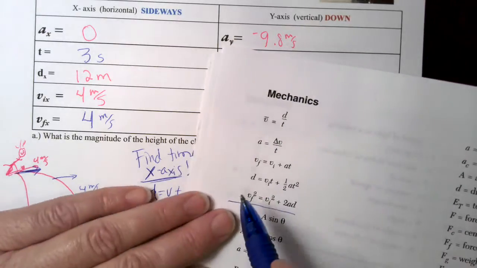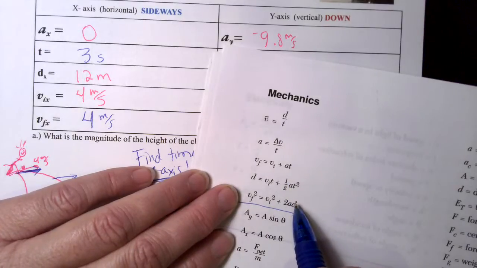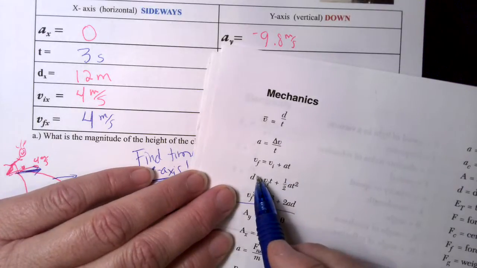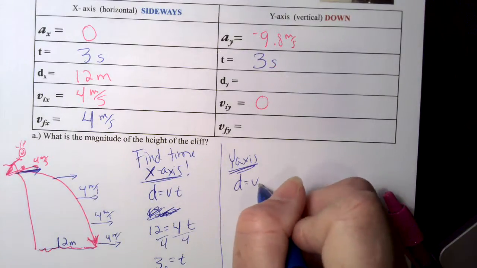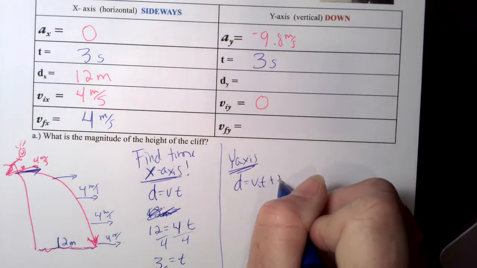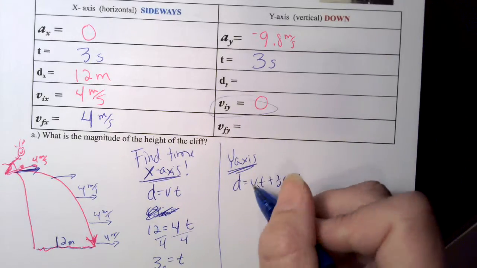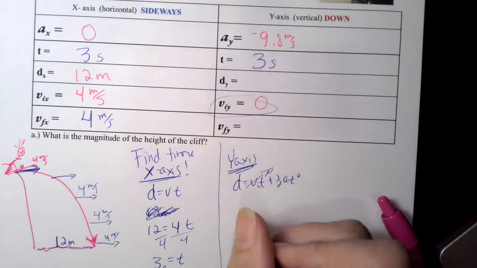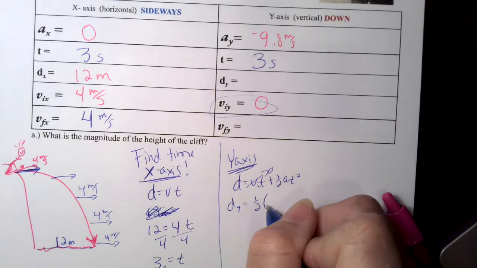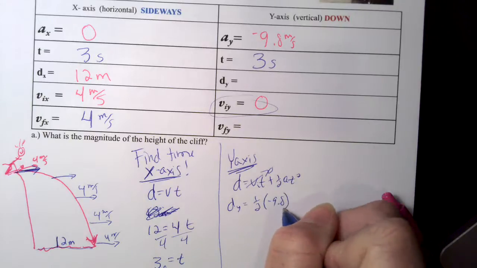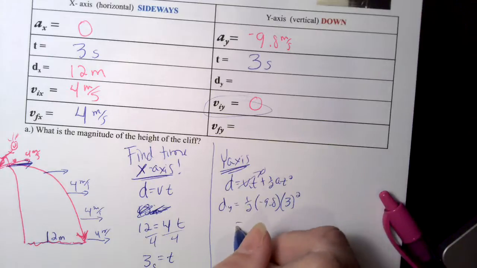Oh, wait, you can't see me. And I have time, so I can use it. I'm trying to find D. Just use this one: D equals V initial t plus 1/2 AT squared. Because of this, that term goes to 0. So D in the y-axis is 1/2 times negative 9.8 times my t, which is 3, and I'm squaring it.